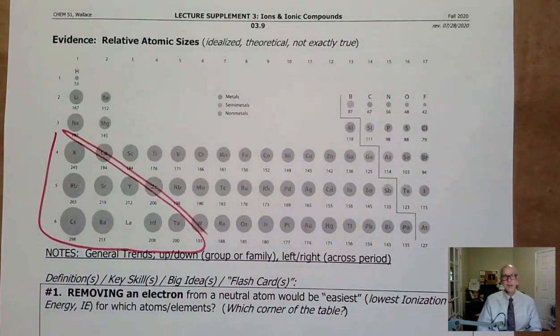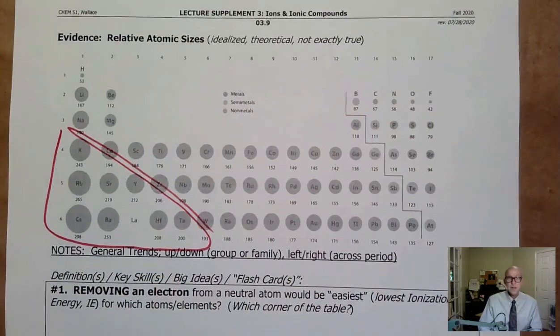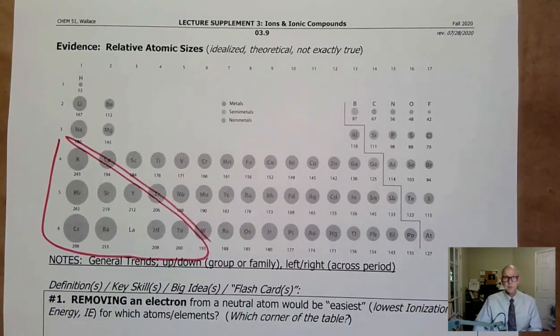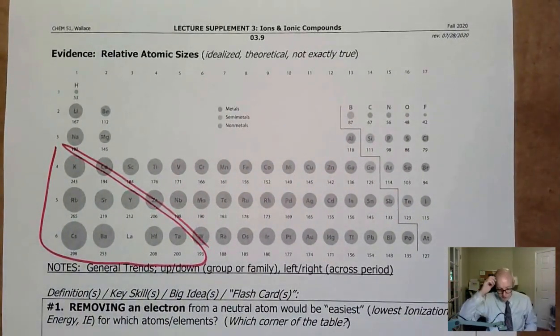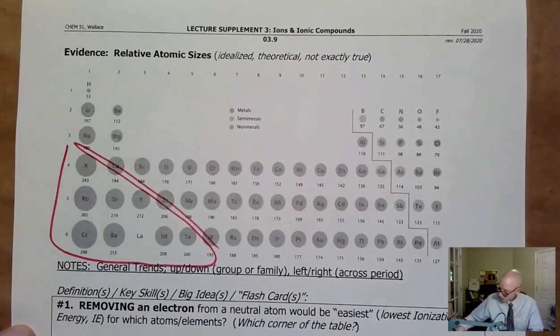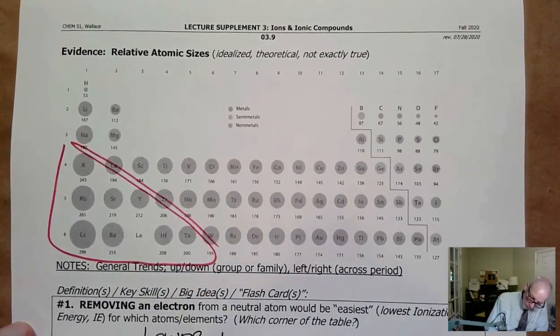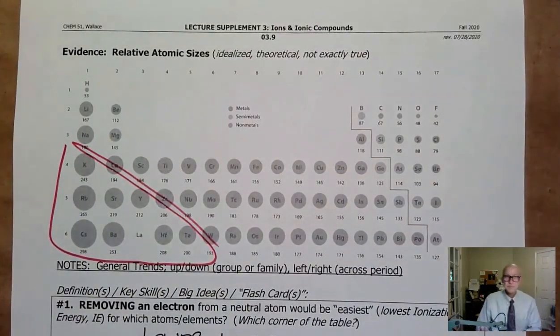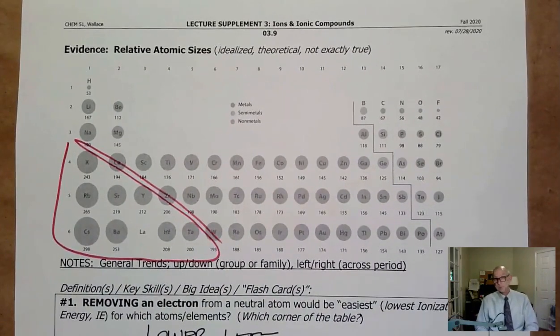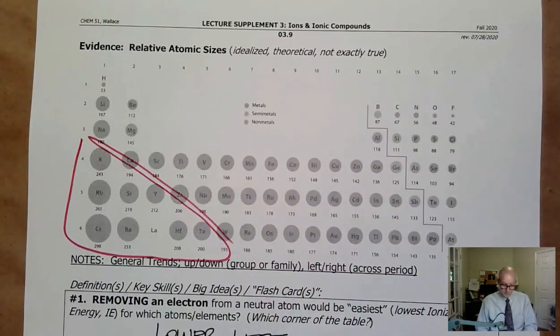How about those guys? And you could even say, well, they're the biggest atoms on the periodic table. They would lose electrons, no problem. So let's say lower left. That's the place where those things will just lose electrons easily.